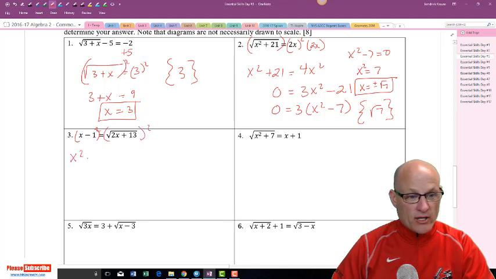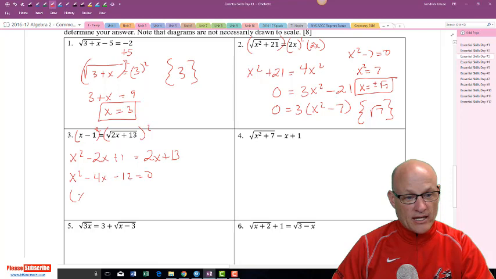So I get x squared minus 2x plus 1. Remember, it's not just squaring both those things. It is equal to 2x plus 13. So I bring that over, and I get x squared minus 4x minus 12 equals 0. This is x minus 6, x plus 2. So my two answers are x equals 6 and x equals negative 2.